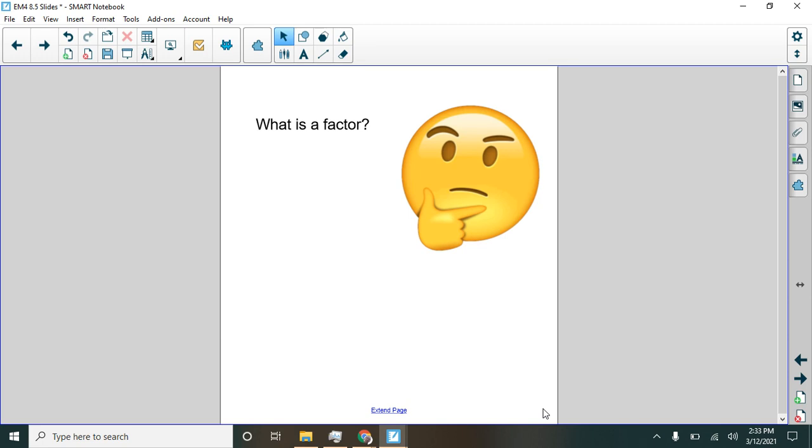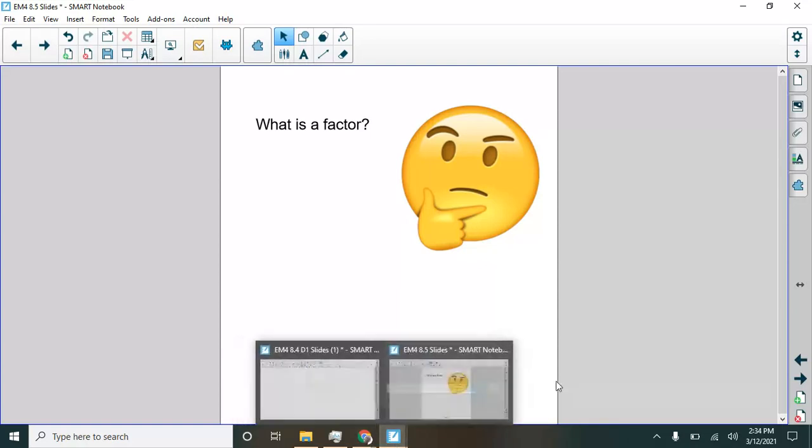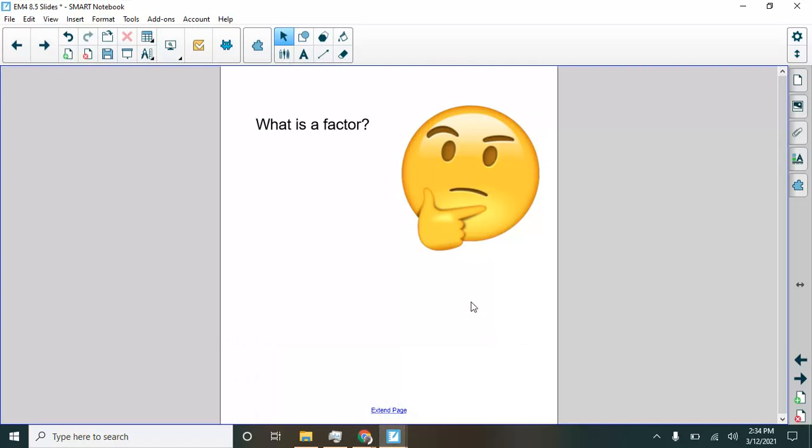Hello there, third graders. It is lesson 8.5. Today we're going to build our knowledge of factors and actually get to play a game with some factors. We need to make sure we remember what that number was. So let me give you an example here.